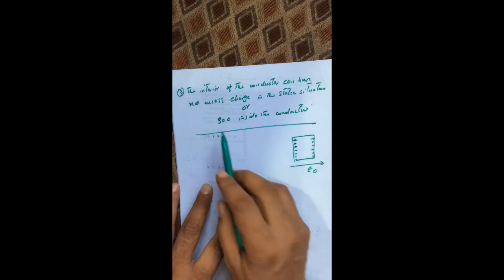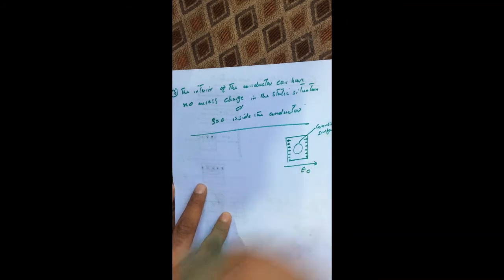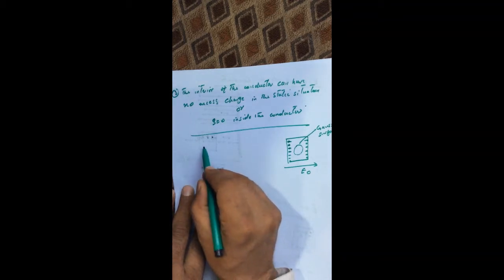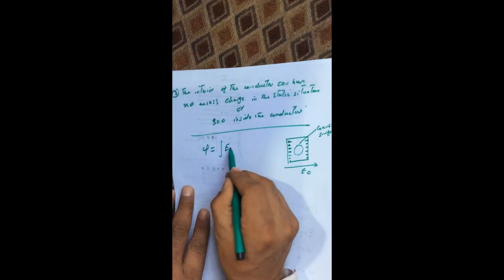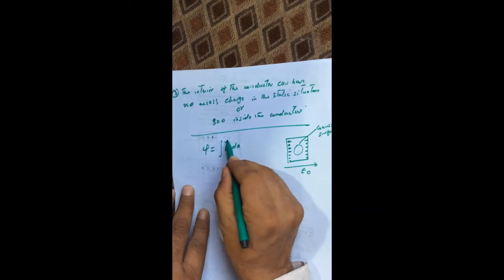Now to prove this property, that the interior of the conductor is charge free, no excess charge inside the conductor, the charge density is 0 inside the conductor, we draw a Gaussian surface. Suppose this is the Gaussian surface. Now by definition of flux, phi is equal to the integral of E dot dA.